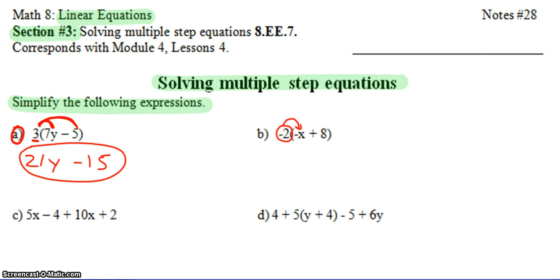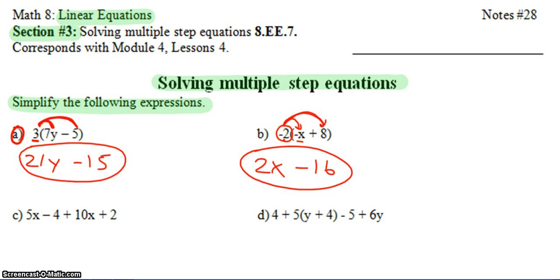So over here you could see some more distributing. This is negative 2 times negative x, and this is negative 2 times 8. So negative 2 times negative x, well, a negative times a negative is a positive. That's just 2x. And negative 2 times 8, that is negative 16. Again, you cannot combine these, so this is simplified all the way.